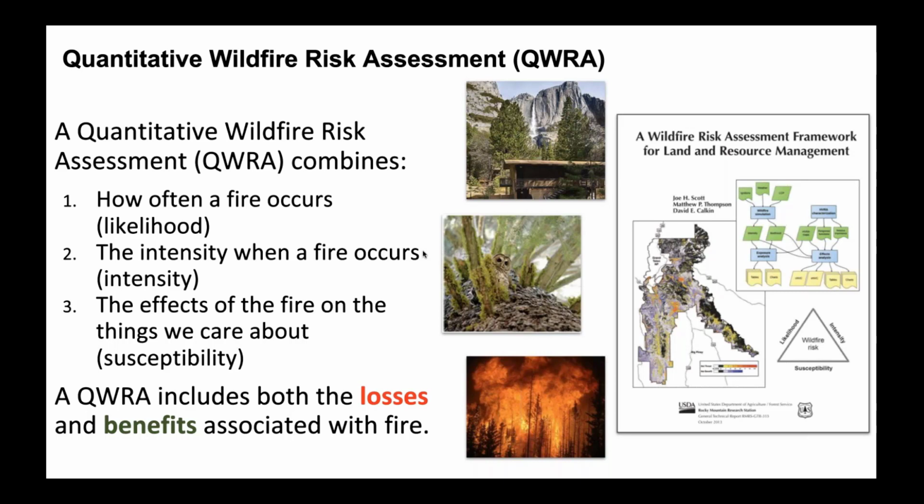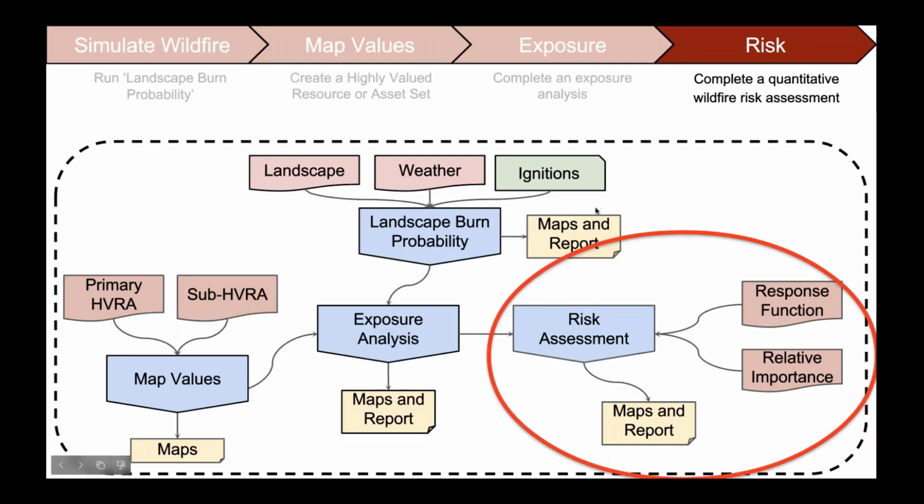And I think oftentimes we let the benefit slide. Sometimes we say risk, and people forget that there is a benefit that can come with fire as well. So the quantitative risk assessment does include that benefit. So we'll be working in this corner of our diagram over the next several months. We'll move from exposure to risk assessment, where we're going to be dealing with response functions and then the relative importance of those HVRAs.